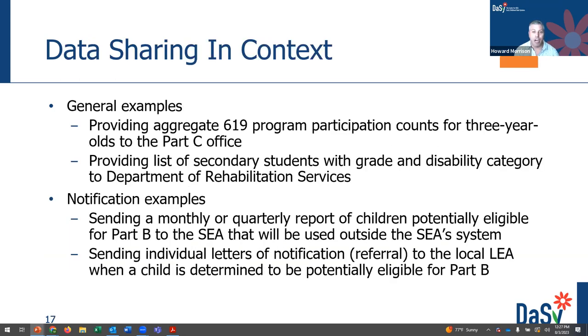And so we'll start with data sharing. Some general examples are providing aggregate 619 program participation counts for three-year-olds to the Part C office, and providing a list of secondary students with grade and disability category to the Department of Rehabilitation Services. Some notification examples include sending a monthly or quarterly report of children potentially eligible for Part B to the state education agency that will be used outside the SEA system, and sending individual letters of notification or referral to the local LEA when a child is determined to be potentially eligible for Part B data.